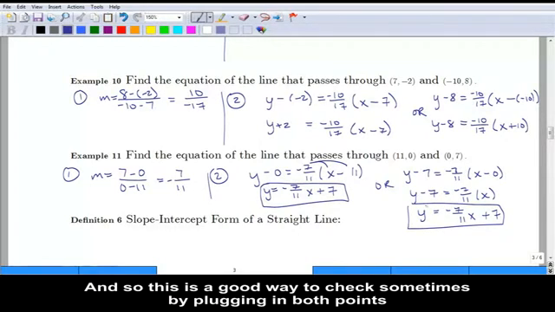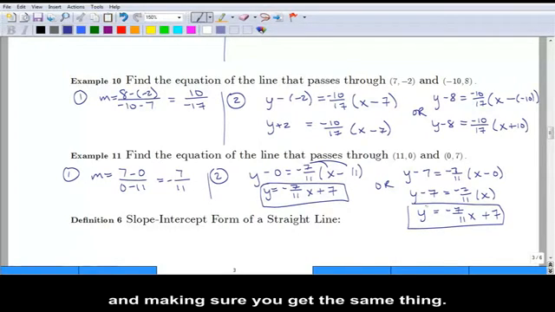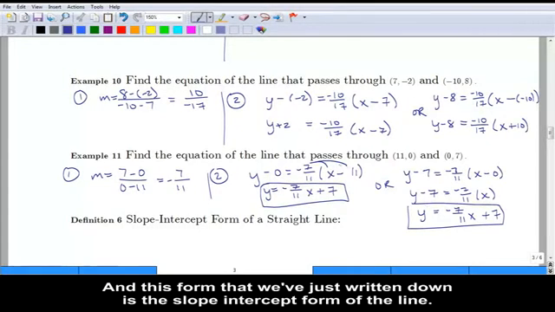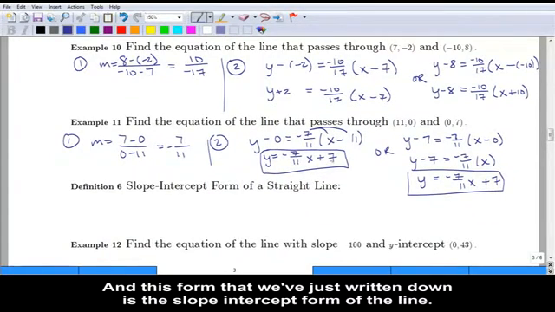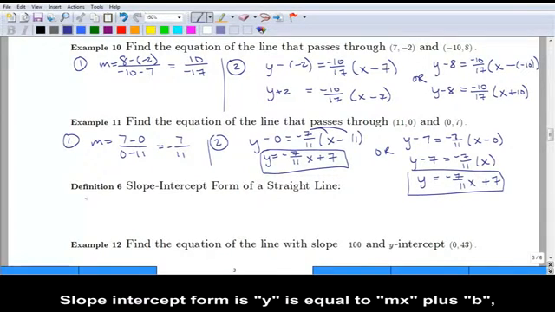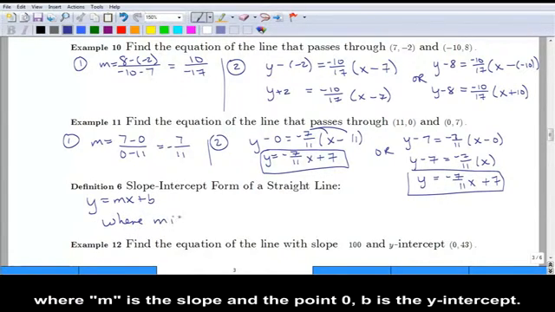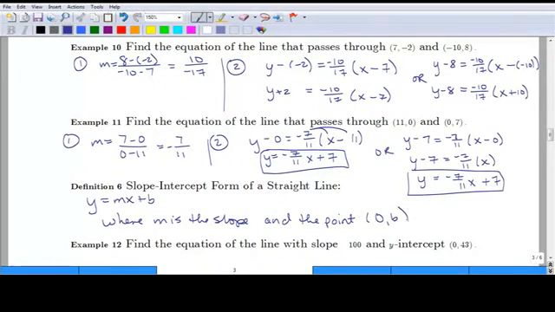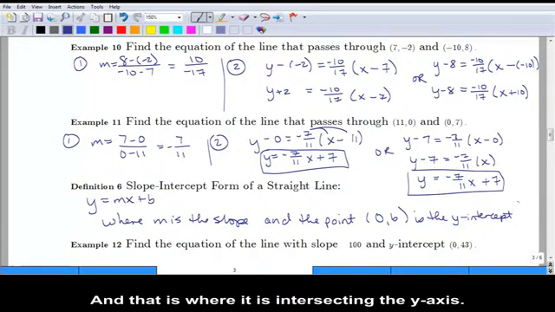And so this is a good way to check sometimes, by plugging in both points and making sure you get the same thing. And this form that we've just written down is the slope-intercept form of the line. Slope-intercept form is y is equal to mx plus b, where m is the slope and the point 0, b is the y-intercept. And that is where it is intersecting the y-axis.